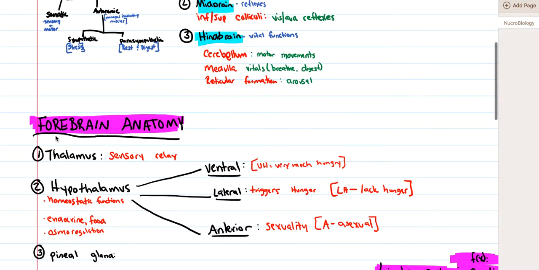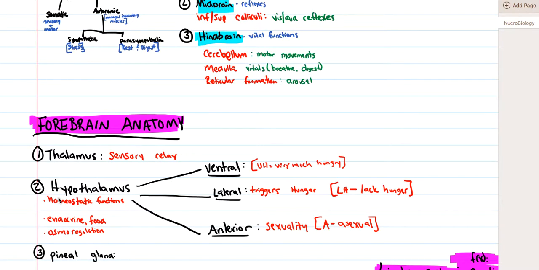Forebrain anatomy. You have the thalamus, which is a sensory relay station. Hypothalamus is very important because it's involved in homeostatic functions in the endocrine system, food and hunger, and it senses osmoregulation, pH, and temperature. The ventral hypothalamus is for satiety. If anything happens to the ventral hypothalamus, you become very hungry. The lateral hypothalamus is hunger.